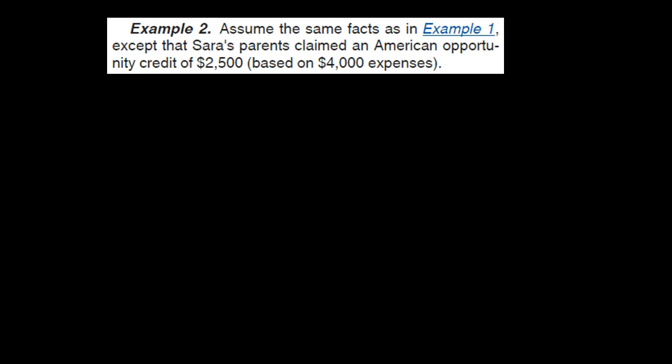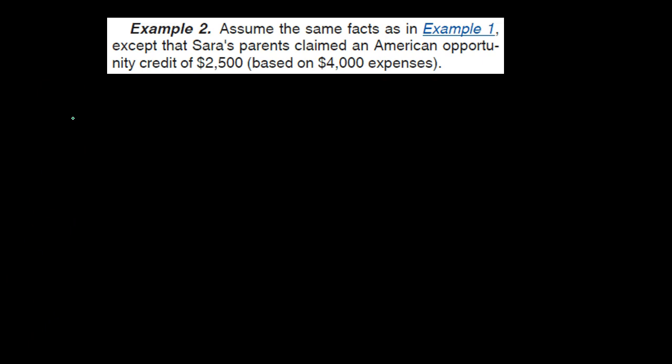So if she got something like a scholarship, tax-free benefits, we had to reduce the expenses by that. Now we have the added information of the American Opportunity Credit. So back to the text. Except that Sarah's parents claimed the American Opportunity Credit of $2,500 based on $4,000 of expenses. So if we take a look at this, it's based on $4,000 of the expenses.